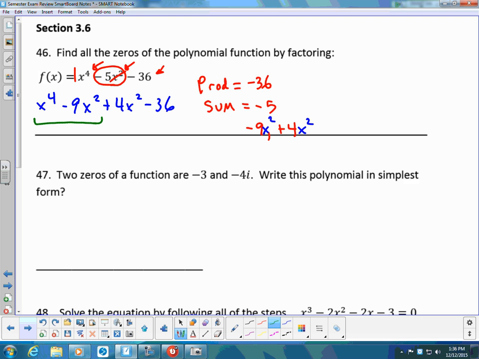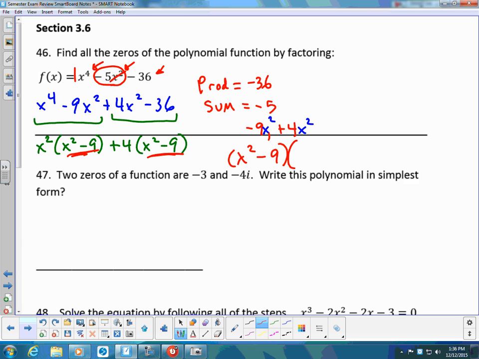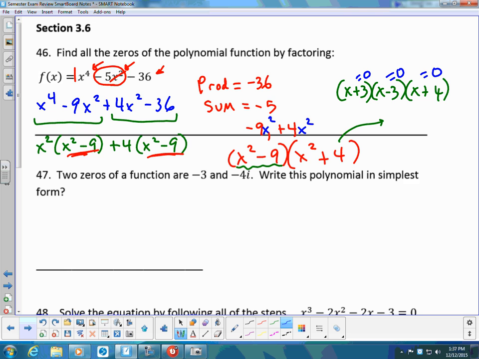I'm going to factor by grouping, so this is going to be x squared times x squared minus 9. This one's going to be a factor out of 4, so I'll have x squared minus 9 again. Since this is showing up in both places, I can factor that out as x squared minus 9, and then I'll have x squared plus 4 left. But we can actually factor this further because that's a difference of two perfect squares. That factors into x plus 3 times x minus 3, and of course we still have the x squared plus 4. All right, so we've got all of the factors, so now we just need to set them each equal to 0 to find the zeros of the polynomial. So we end up getting -3, +3, and a -4.